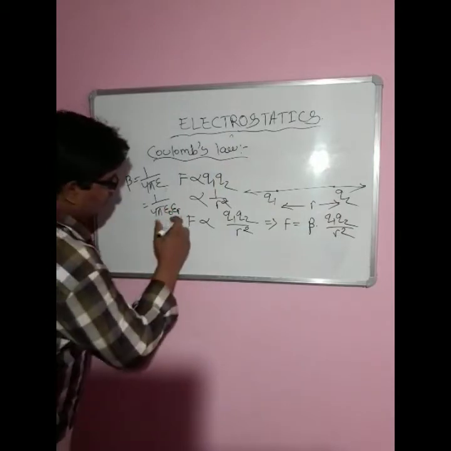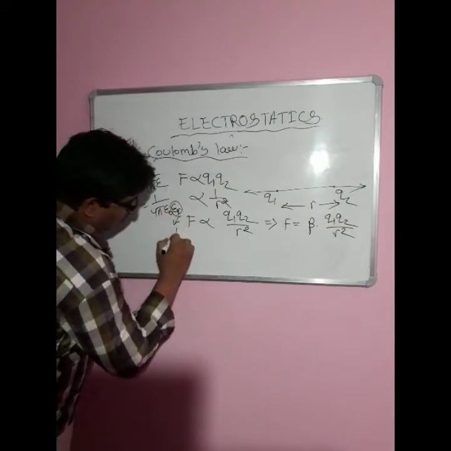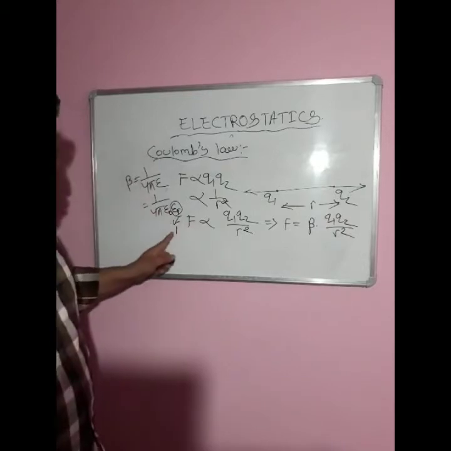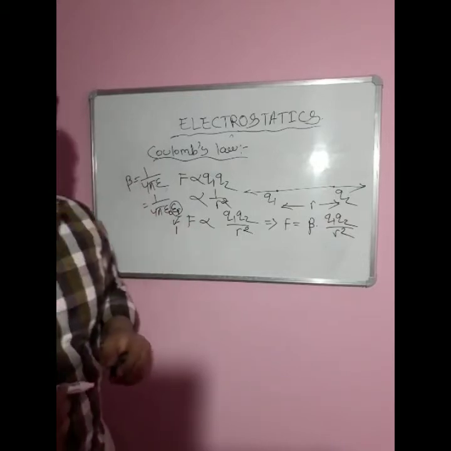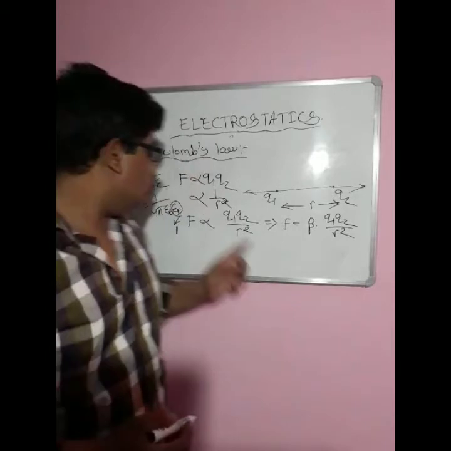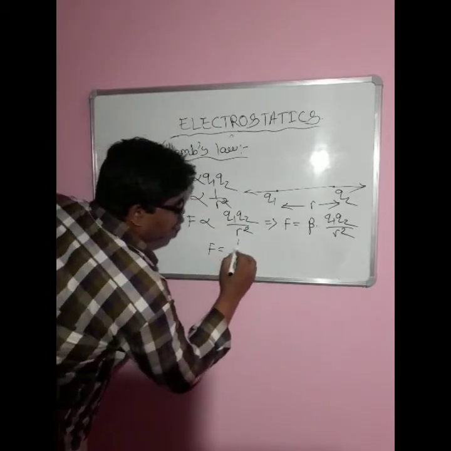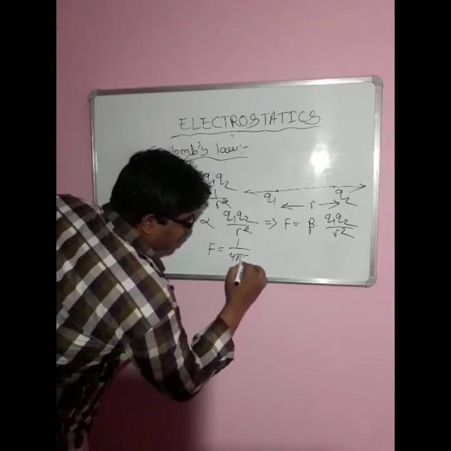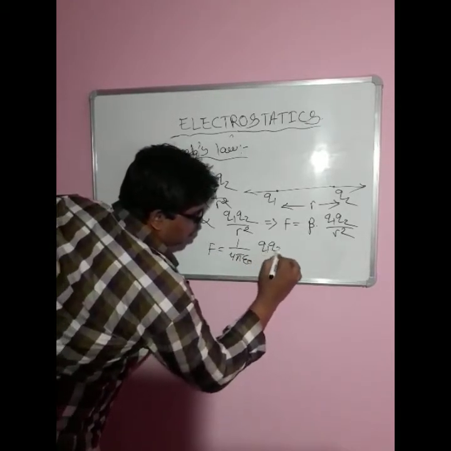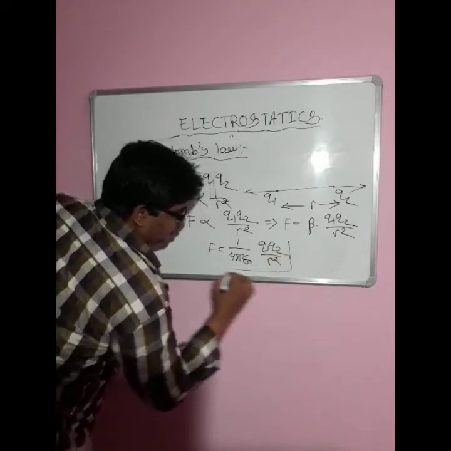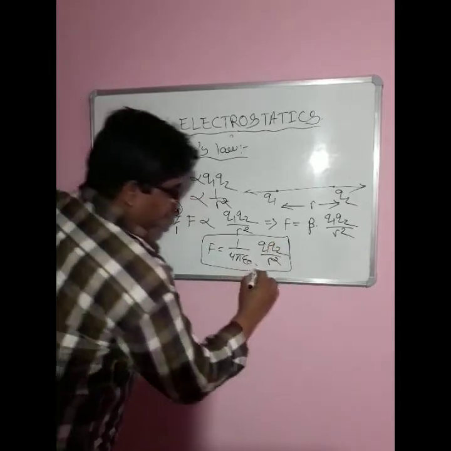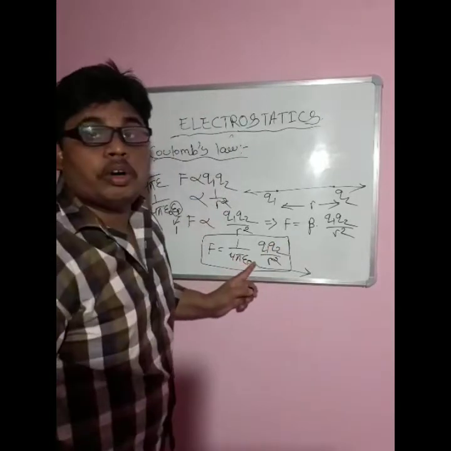See, epsilon r value is 1 for vacuum, means free space. Only epsilon 0 is there. So I can write F is equal to beta, means 1 by 4 pi epsilon 0 Q1 Q2 by r square. Epsilon 0 is permittivity in vacuum.